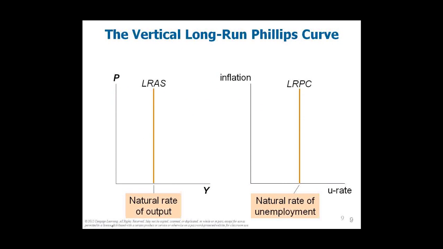So here we go. Let's look at the long run Phillips curve. We have LRAS on our left. This is our aggregate demand, aggregate supply model. And on this side, we have the Phillips curve. Let's call it PC.